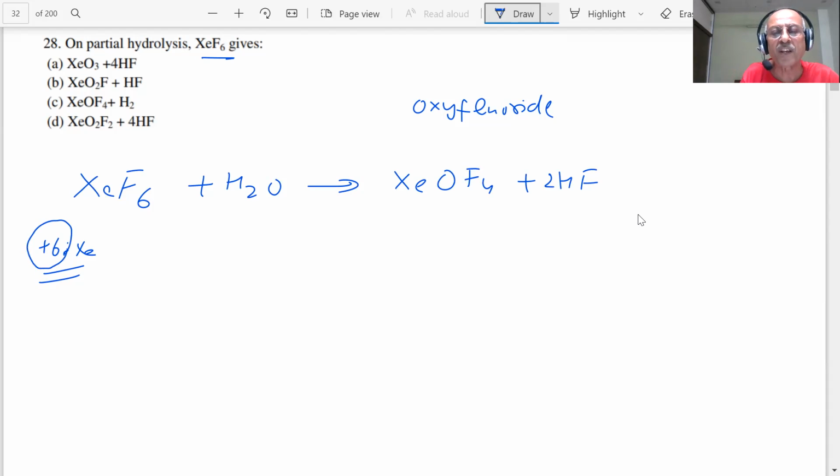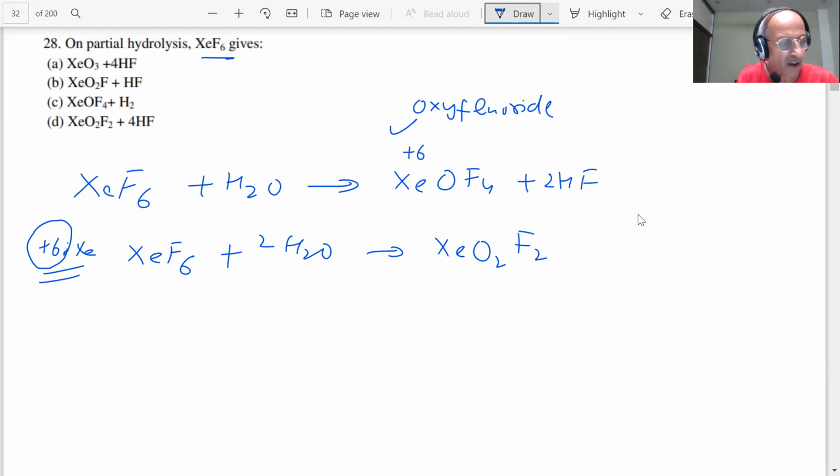Now the interesting thing here, student, is that this xenon is +6. Here also oxygen is -2 and fluorine -4, so here also xenon is in the +6 oxidation state. In order to remember such reactions, you should see that when a higher oxidation state compound reacts with water, oxyfluorides are formed, but xenon still continues to be in the same oxidation state, along with hydrogen fluoride. Another possible reaction I can write is with water, partial hydrolysis. These are examples of partial hydrolysis, and you are going to get XeO2F2 and then here you will get 4HF.